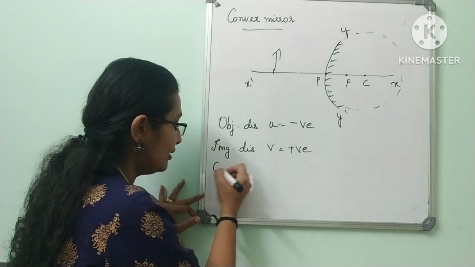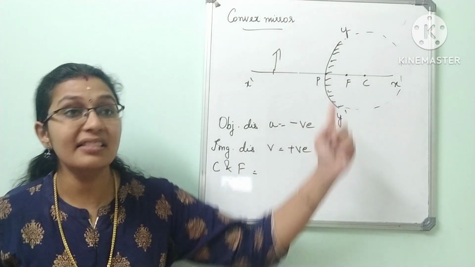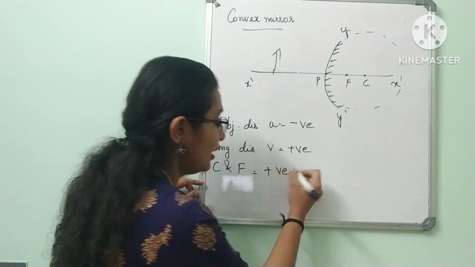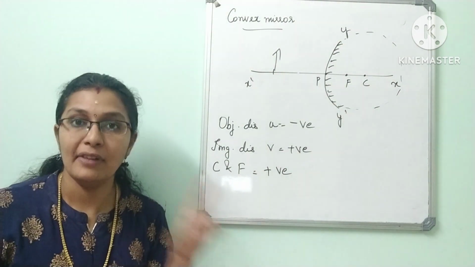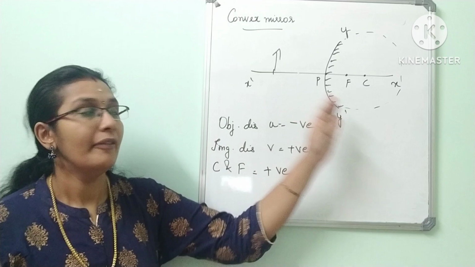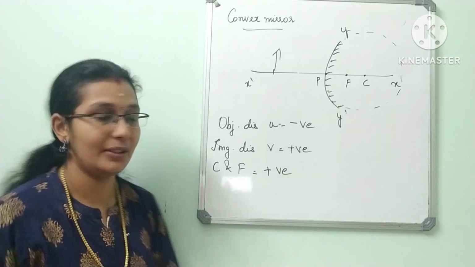Next is C and F. Center of curvature and focal length lie on the right hand side of the mirror, so obviously both are positive. Clear? Whereas for concave mirror it was negative because C and F lie here. For convex it is the right hand side, so it is positive.